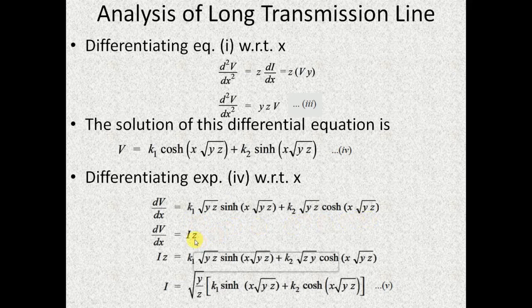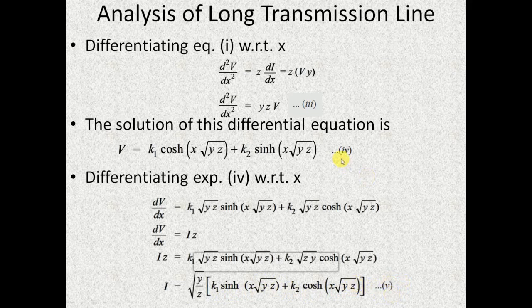From equation number 1 we very well know that dV by dx is equal to I into z. Now you can equate these two terms and from there you will be able to write the relation for current as square root of y by z into k1 sinh of x square root of yz plus k2 cosh x square root of yz. This is mentioned as equation number 5.